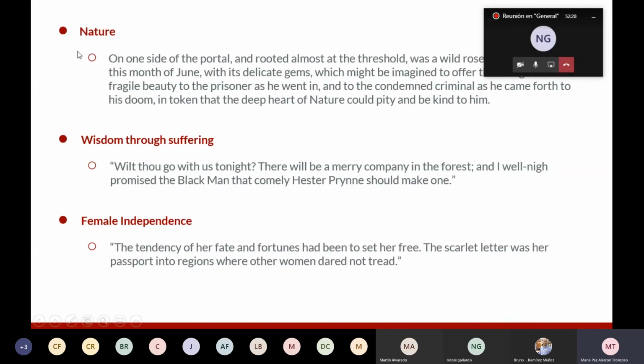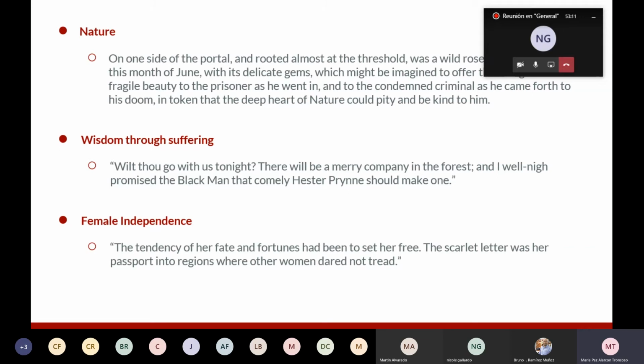The other theme is nature. In this book, nature is in contrast to Puritanism. Puritanism is rigid and merciless, and nature is more relaxed and forgiving, more flexible. This contrast is made clear when the narrator contrasts the black flower, which refers to the prison that punishes Hester's sin, with the wild red rose bush, as the narrator says. He says that it gives hope to those sentenced to death or to prison.